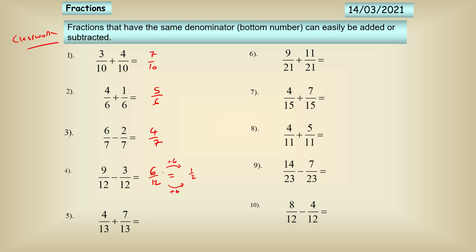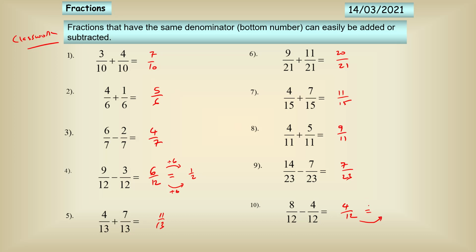Okay? 6 divided by 6 is 1, 12 divided by 6 is 2. Adding these, 4 and 7 gives me 11 out of 13. All the same denominator. 9 add 11 is 20 out of 21. 11 out of 15 you should have. 9 out of 11. 14 take away 7, 7 out of 23, and finally 8 take away 4, so that's going to be 4 out of 12, which will simplify.